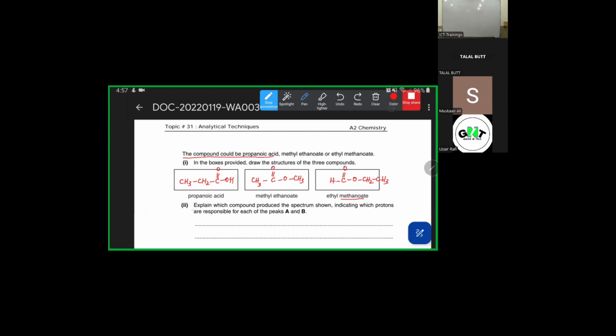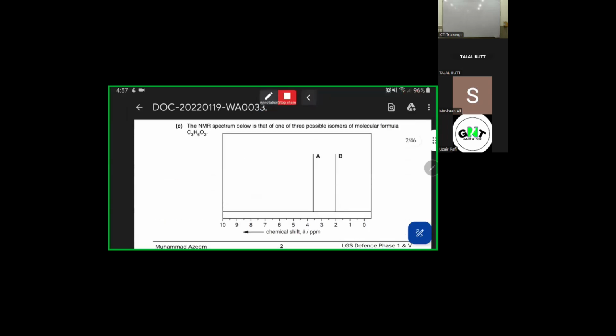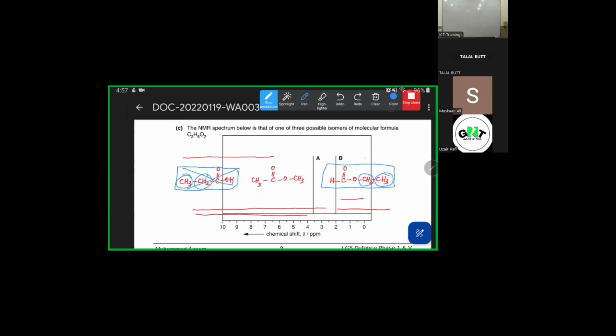He's asking you to explain which compound produced the spectrum shown, indicating which protons are responsible for each of the peaks A and B. Now remember, my dear students, these two compounds could not be part of this one. Why? Because here we got CH2 and CH3, and CH2 and CH3 always produce a triplet and a quartet. But if you look up here, we got only two singlets. So two singlets mean that these two are not present.